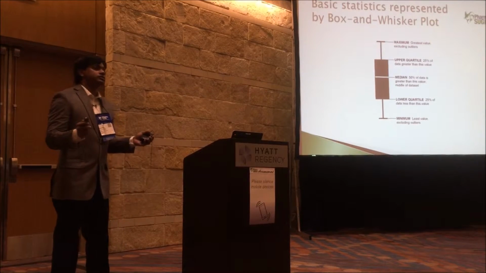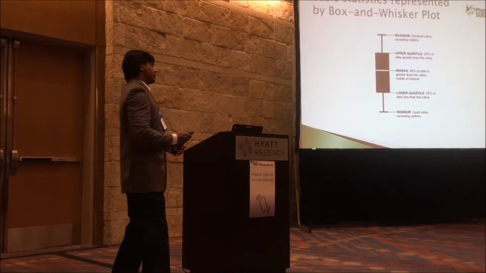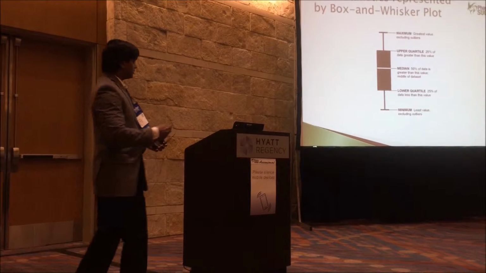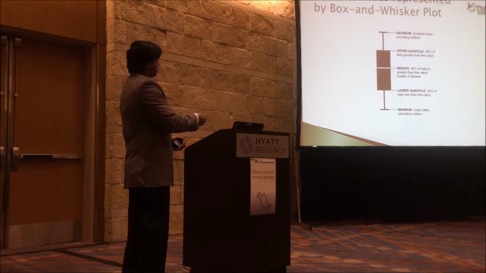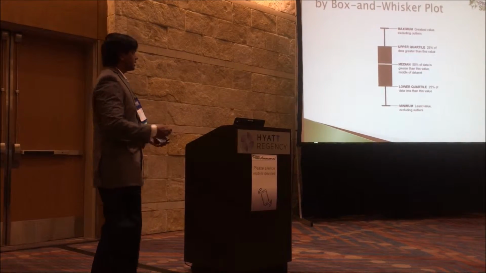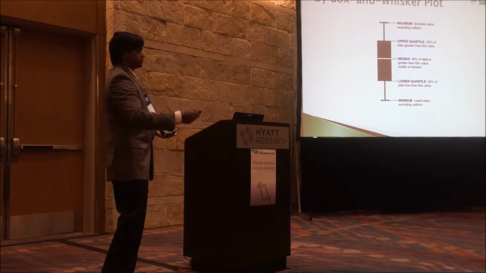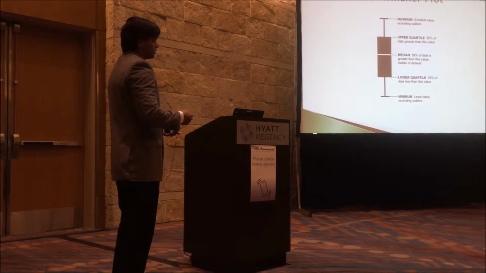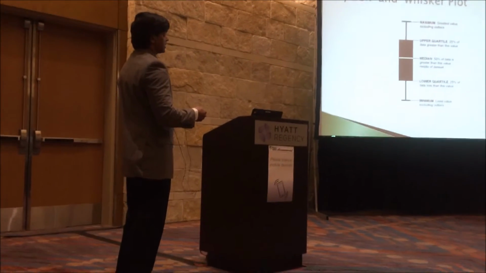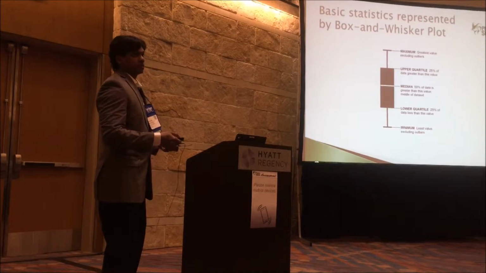Okay, so we know it's going to show the distribution of data, but how exactly does it show the distribution of data? Well, it shows the distribution by using 5 basic statistics, and those statistics are the minimum value, the lower quartile, which is also called Q1 or 25th percentile, the median, which is also Q2 or 50th percentile, the upper quartile, which is Q3 or 75th percentile, and finally, the maximum value. So we have the 5 basic statistics that are represented on a Box-and-Whisker plot.